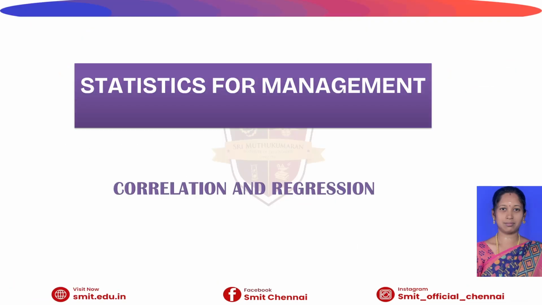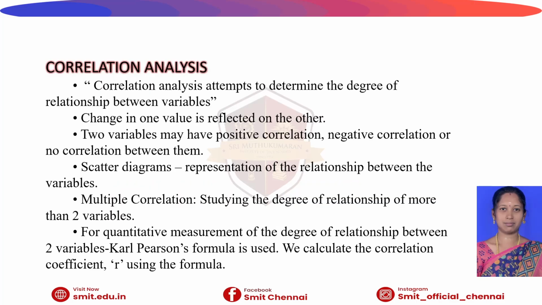In this subject, we're going to see correlation and regression. Correlation analysis attempts to determine the degree of relationship between variables. A change in one value is reflected in the other. Two variables may have positive correlation, negative correlation, or no correlation between them. A scatter diagram represents the relationship between the variables. Multiple correlation studies the degree of relationship of more than two variables.